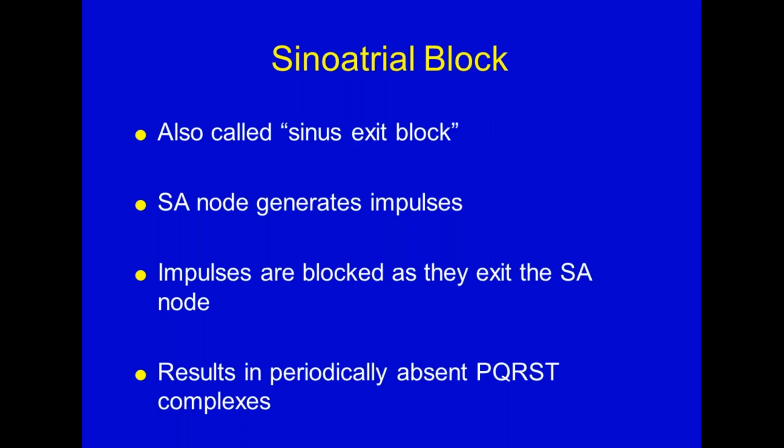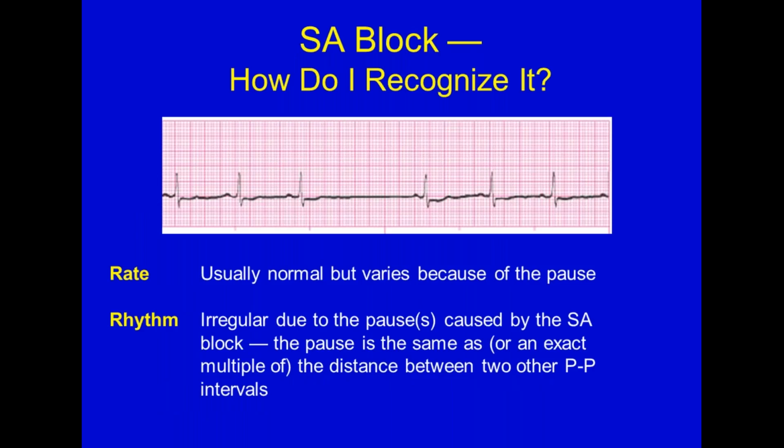Also called the sinus exit block. So our sinus node generates the impulse, but it gets blocked from leaving the SA node. So what we get is we lose our QRS complex completely. When we first look at that, we might go, that's irregular, might be AFib. But when we start applying our other criteria, all our other complexes do have a P wave in front of the QRS complex.